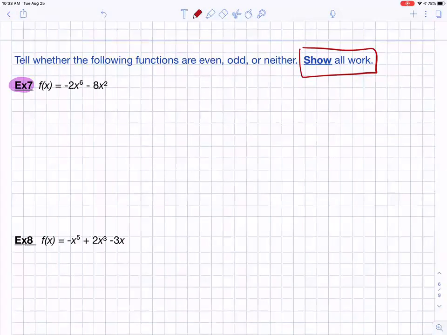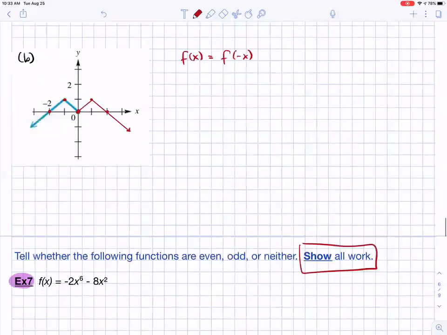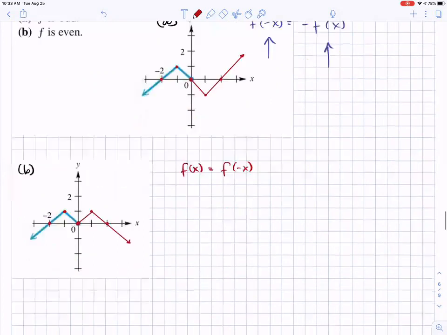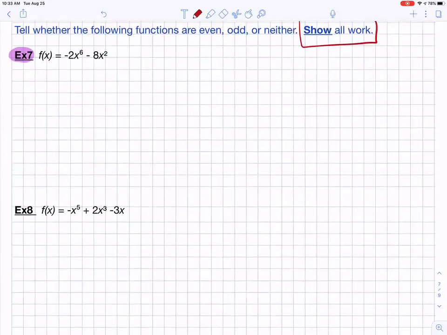Because if you look at a graph, it's pretty easy to tell if it's even, odd, or neither, right? And you're going to have some of those questions too. You will have some of those. But these, I don't want you to look at a graph. I want you to show me the work. Show me the work. Okay, this is a big deal.